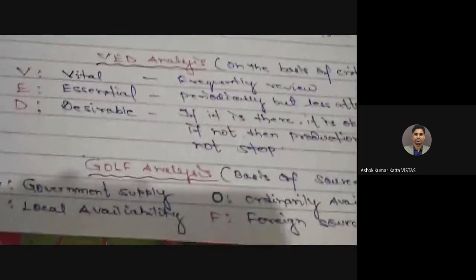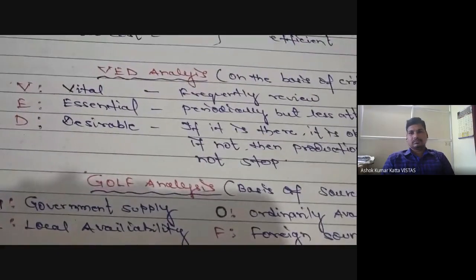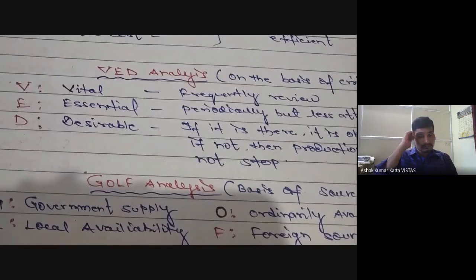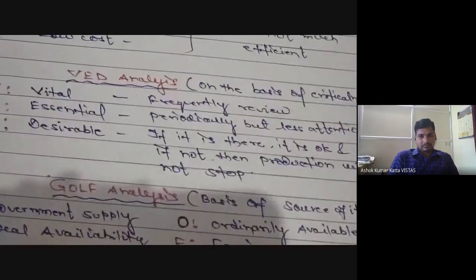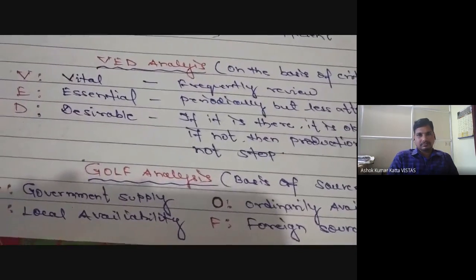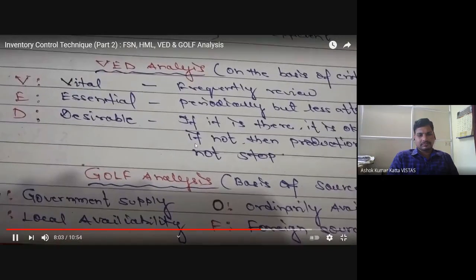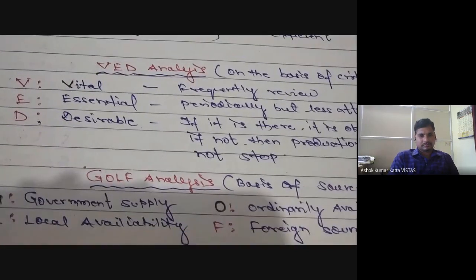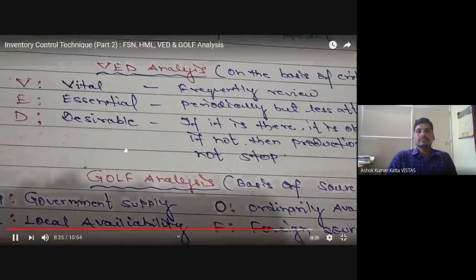The next is GOLF analysis. Here G stands for government supply, O for ordinarily available, L for local availability, and F for foreign source. Sometimes the production process requires raw material or components which are from government supply. So it is difficult sometimes because the procedure to procure from the government is a lengthy process. So you have to be careful about that. We should give the purchase order, or purchase the material, at the right time so that it can reach your production process as per the requirement.